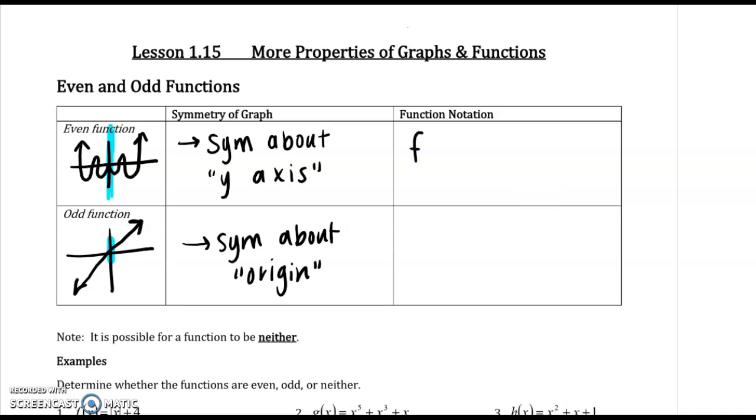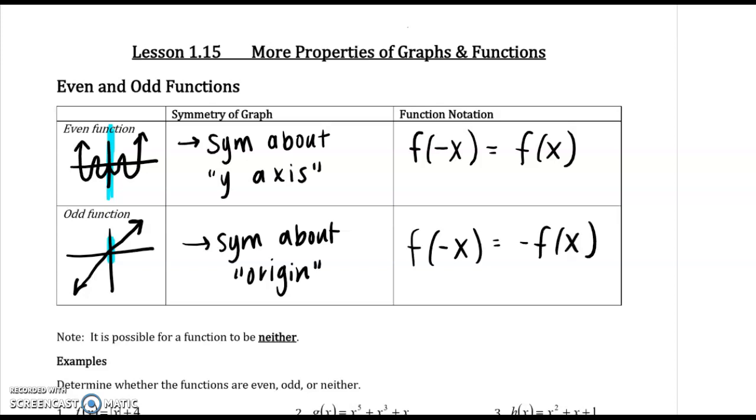If I plug in negative x into an even function, the output is the same, right? But if I plug in negative x into an odd function, we get the opposite. Let me show you what that might mean on a graph. Let's say this point here on an even function is (5, 5). If I plug in the opposite of x, which is negative 5, I should still get the same output, which is 5. So you can see that these points are reflective about the y-axis.